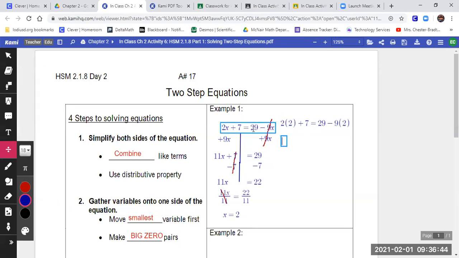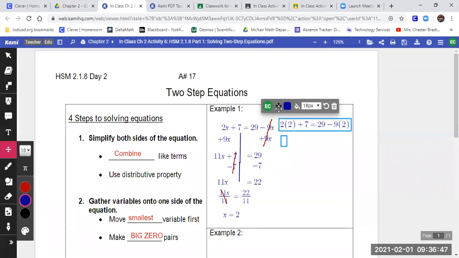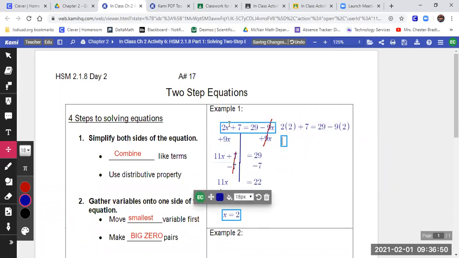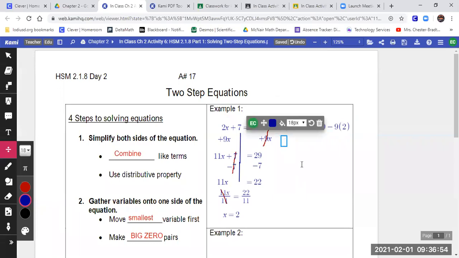So we put the 2 into our original equation, right? We went back to the top. We replaced any X that was in the top with our 2 and we're solving. So this says 2 times 2, what's that? Two times two, 4. So we have a 4 plus 7 equals 29 minus 9 times 2.